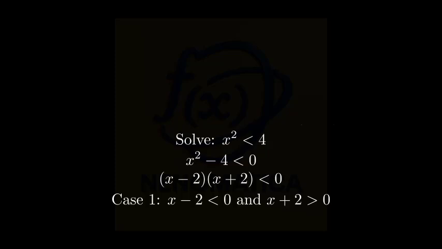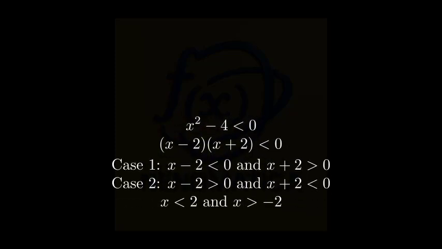This product is less than 0 when one factor is positive and the other is negative. So either x minus 2 is less than 0 and x plus 2 is greater than 0, or x minus 2 is greater than 0 and x plus 2 is less than 0.